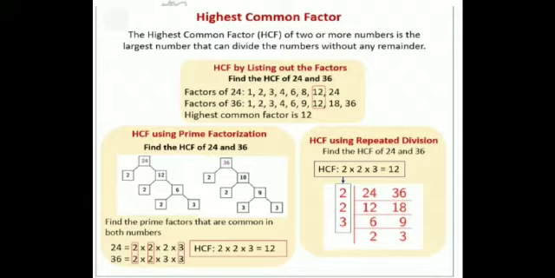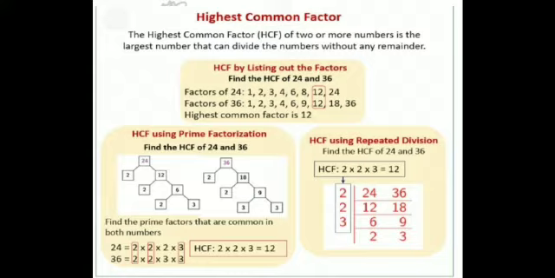Now 6 is divisible by 2, but 9 is not divisible by 2. So we'll move to the next number, that is 3, and 6 and 9 are both divisible by 3. We get 2 and 3 at the end. Now 2 and 3 don't have any common divisor, so we'll stop here. Now HCF is equal to the product of these common divisors of 24 and 36, which is 2 into 2 into 3, equals 12.